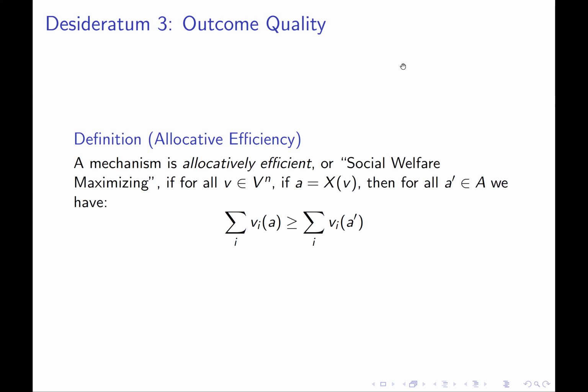This isn't the only possible objective we might have. We'll think later about profit maximization, but one nice thing we might want to do is to have our mechanism choose the alternative that makes people as happy as possible in the aggregate, that maximizes the social welfare. And what that means is that for every vector of valuation functions that might be reported, our mechanism should choose the one that maximizes people's sum happiness, that maximizes the sum of their valuation functions evaluated on the alternative that we choose.